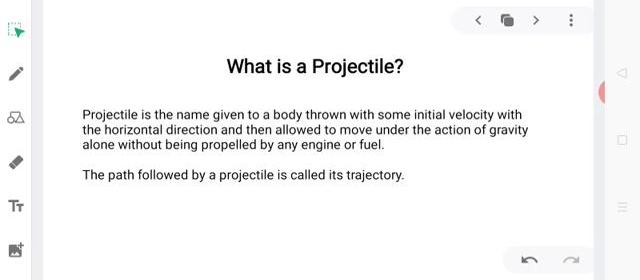Projectile is the name given to a body thrown with some initial velocity in the horizontal direction and then allowed to move under the action of gravity alone without being propelled by any engine or fuel. The path followed by a projectile is called its trajectory.